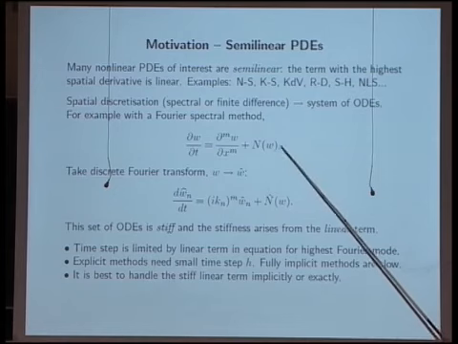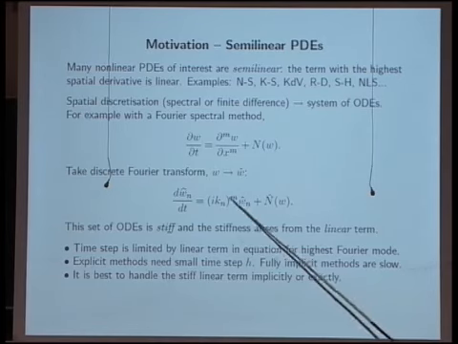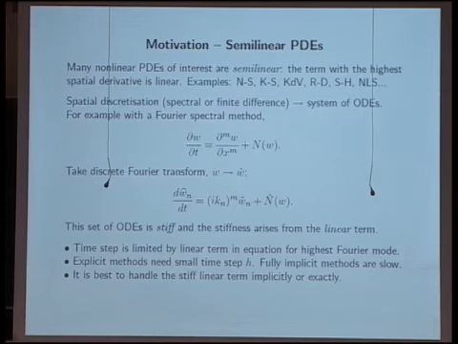So typically, if this is our original PDE, we take a Fourier spectral method. So N represents the nonlinear terms. This represents the leading derivative in the linear term. And in the Fourier space, we get a system of equations, something like this. And this system of ODEs is stiff because we have a wide range of spatial wave numbers raised to some power. And the stiffness is predominantly due to the linear term in the PDE. So that means that if we were to use a straightforward explicit integration method, then our time step would be limited by this stiff linear term for the highest Fourier mode. So an explicit method would need a very small time step, h.